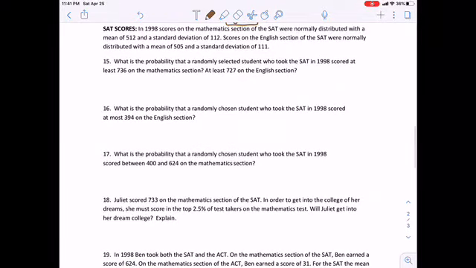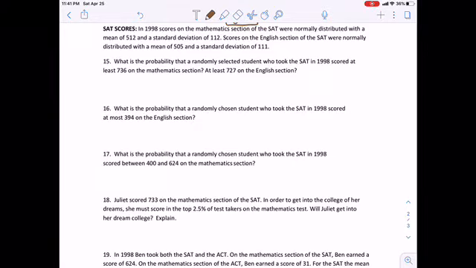Let's go ahead and look at this next section. SAT scores. In 1998, scores on the math section of the SAT were normally distributed with a mean of 512 and a standard deviation of 112. Scores on the English section of the SAT were normally distributed with a mean of 505 and a standard deviation of 111. Again, the first thing I'm going to want to do is draw my normal distribution.